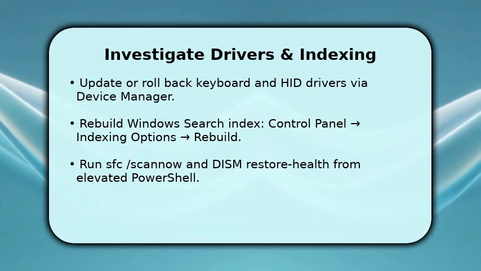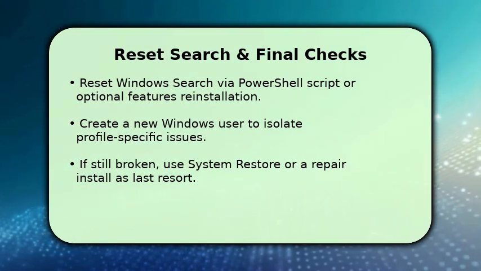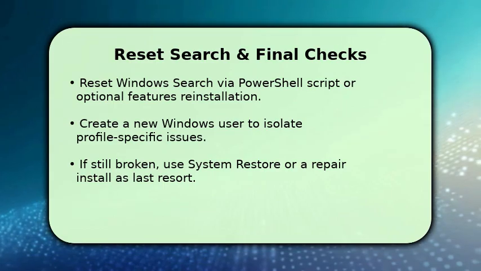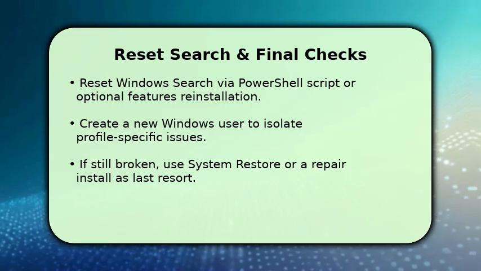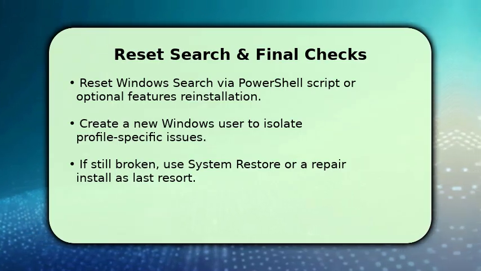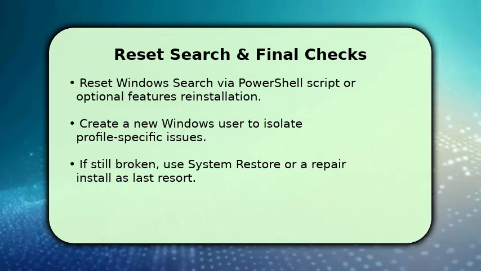Run the official PowerShell reset script for Windows Search or uninstall and reinstall the Windows Search optional feature to restore default behavior. Once done, create a new local user and test the search box there to determine if the problem is profile-specific. This isolates corrupt user settings.